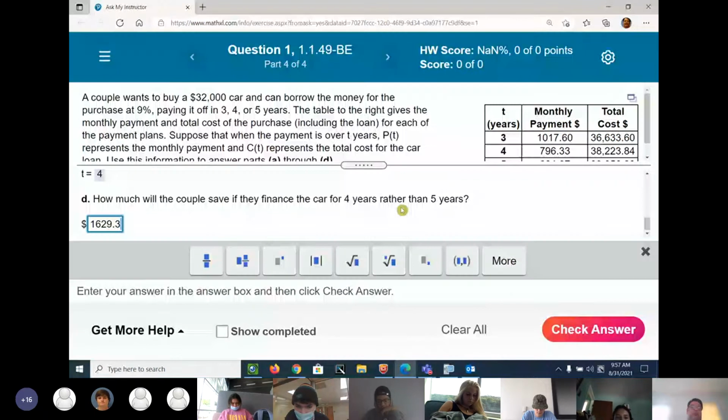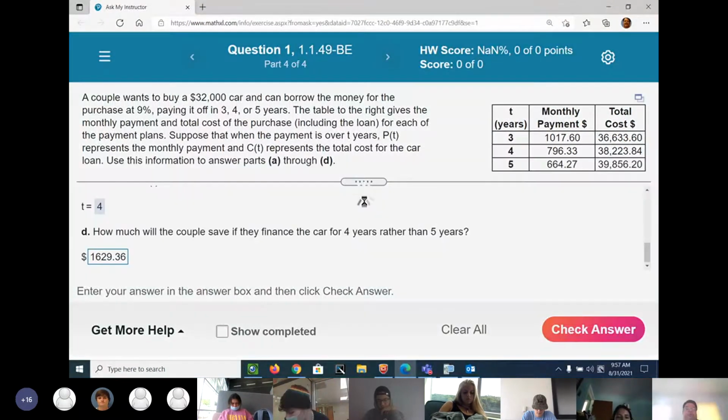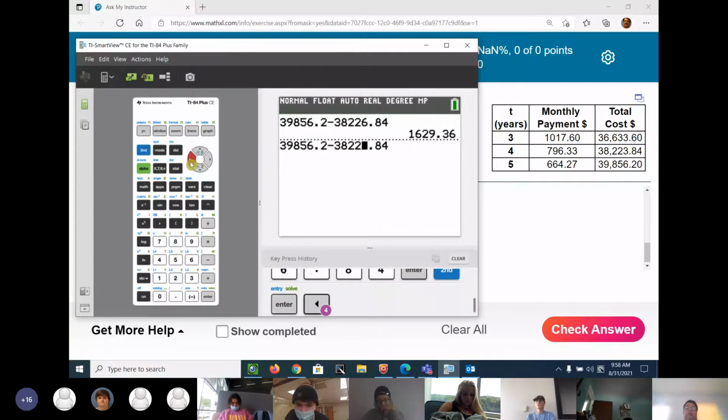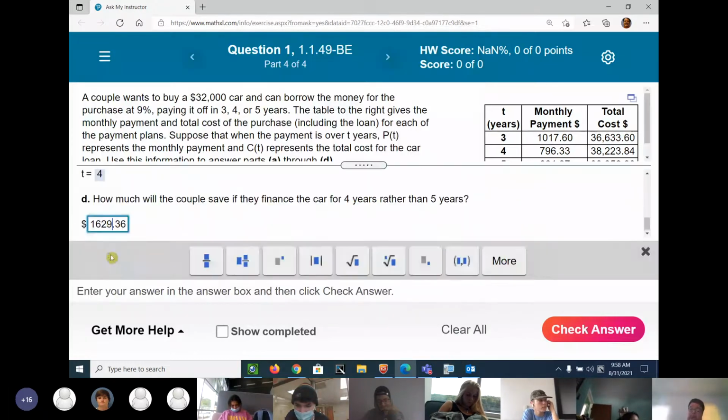Uh-oh, let me check it. How much will the couple save? That's 4 years rather than 5. Okay, I must have typed something in wrong. Let me check my math. 39,856.2, 38,223. I typed it in wrong. 1632.36.